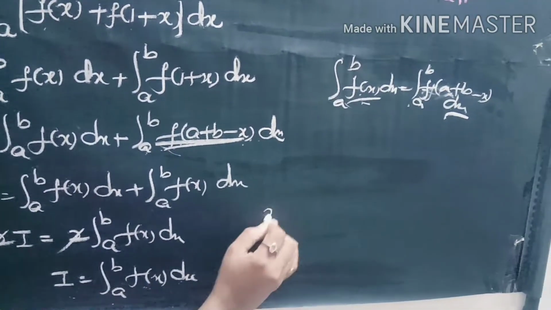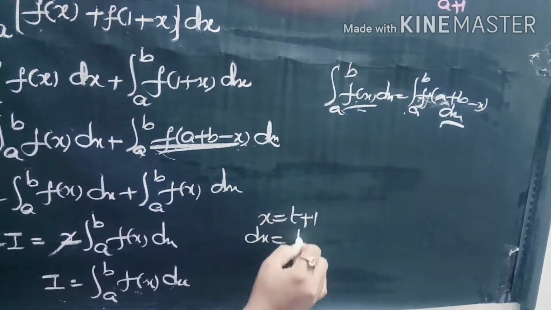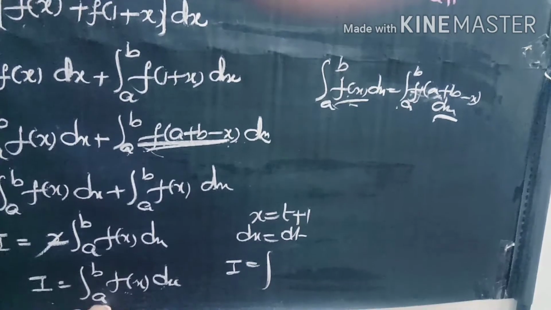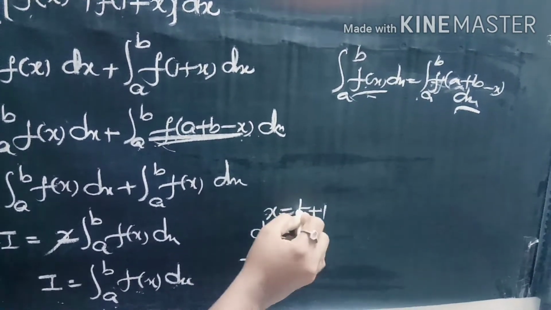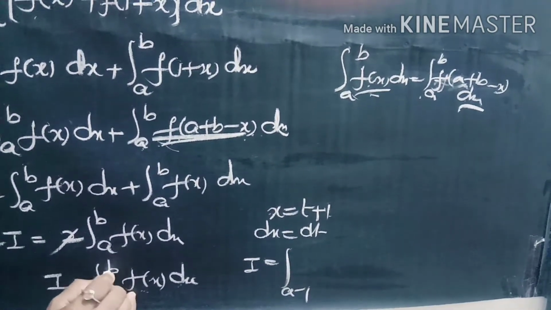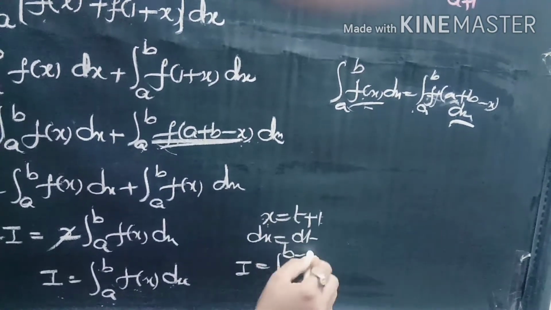Now here we take x is equal to t plus 1. Then what is the dx value? dx is equal to dt. Therefore I is equal to the integral, first limit value a here. So x is equal to a means what is the t value? t is equal to a minus 1. And b value, x is equal to b means t value is equal to b minus 1.